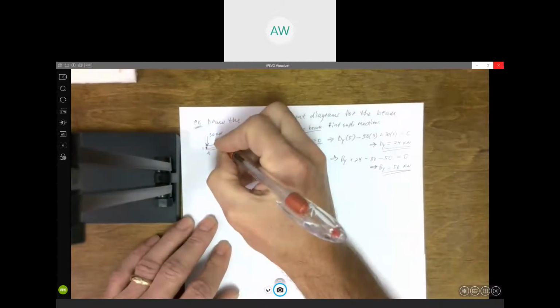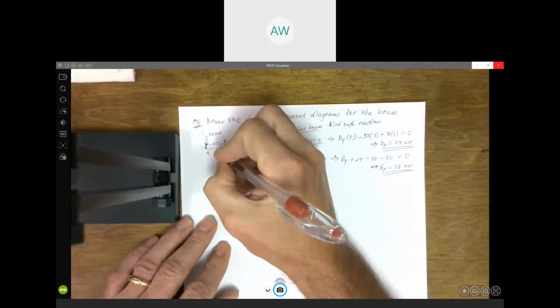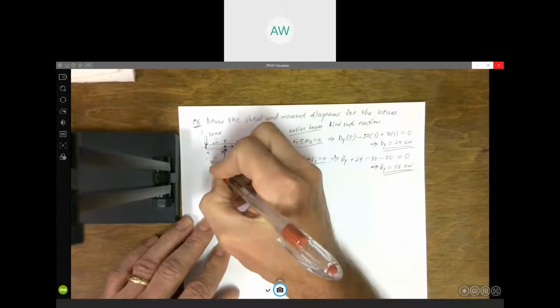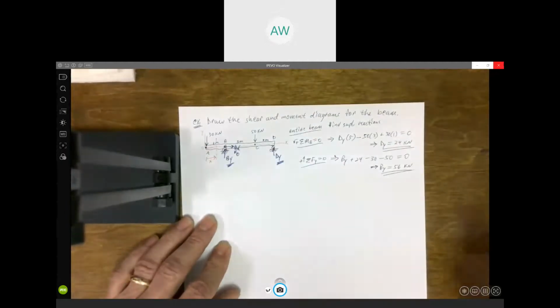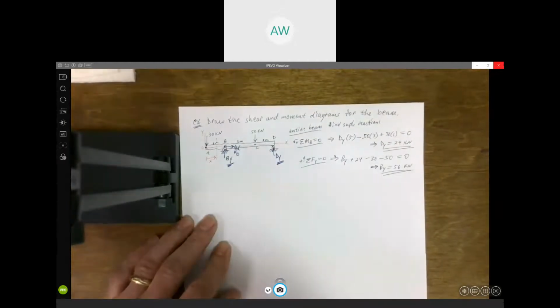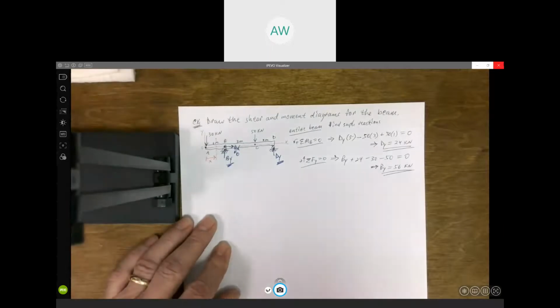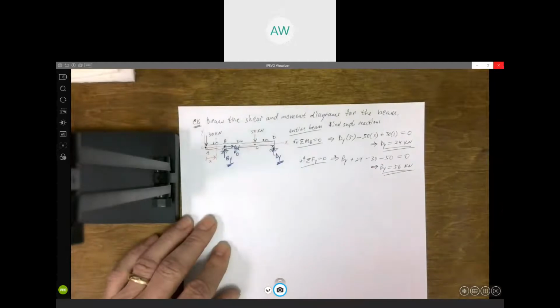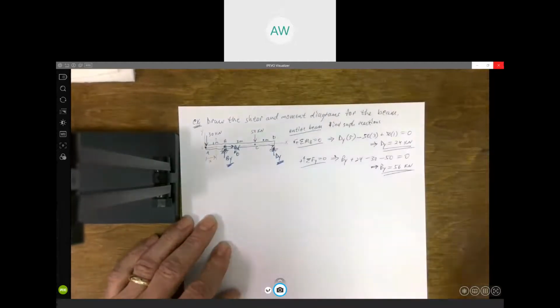The first thing we're going to do is come somewhere between A and B. We're going to come out here some arbitrary distance x, rather than in problems like you did in chapter 1, where you went to some point, maybe half a meter from that end, and found the internal forces at that particular location.